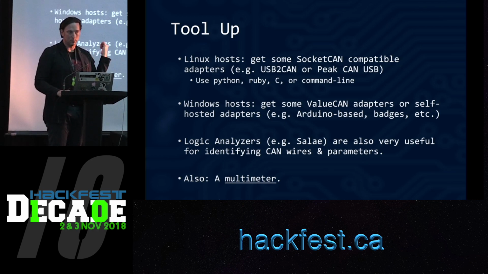The two that I really like are USB to CAN and the Peak CAN. They're not cheap, they're not sub $100, but they are worth the money. And then you can use Python or Ruby or whatever you like to do your CAN traffic right there in your Linux host. That's kind of your two options.